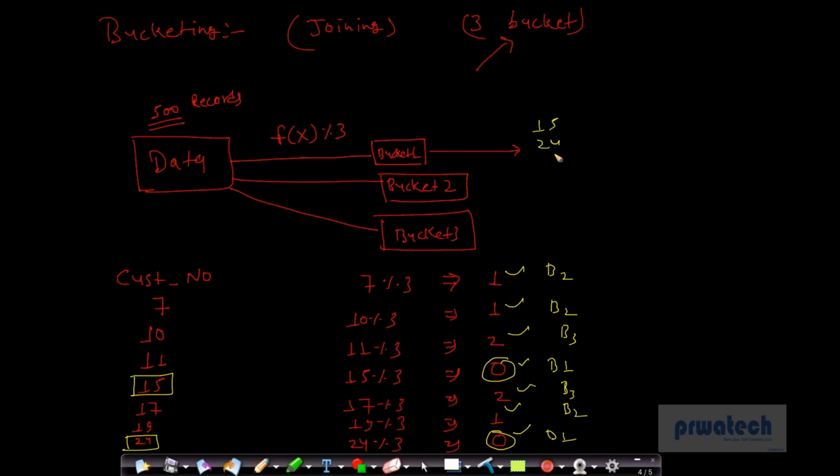15 and 24. Then bucket 2: 10, 7, 10. And we have one more, 19. So 7, 10, 19 will go to bucket 2.